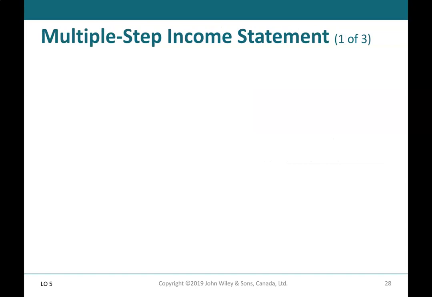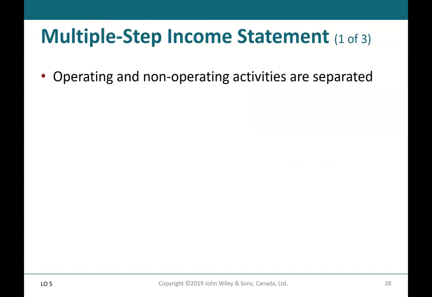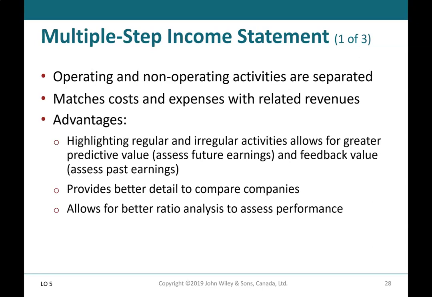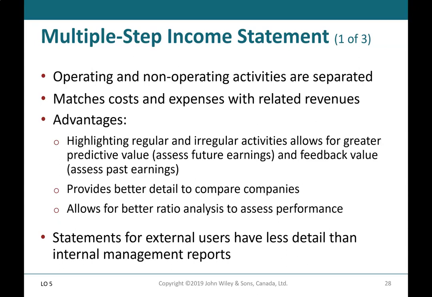Multiple-step income statement. Operating and non-operating activities are separated. Matches costs and expenses with related revenues. Advantages. Highlighting regular and irregular activities allows for greater predictive value, assessing future earnings, and feedback value, assessing past earnings. Provides better detail to compare companies, allows for better ratio analysis to assess performance. Statements for external users have less detail than internal management reports.